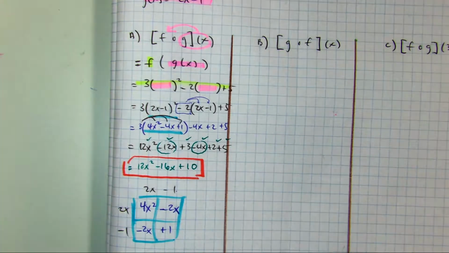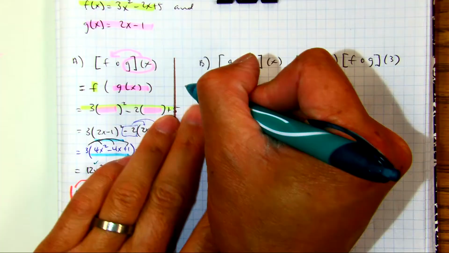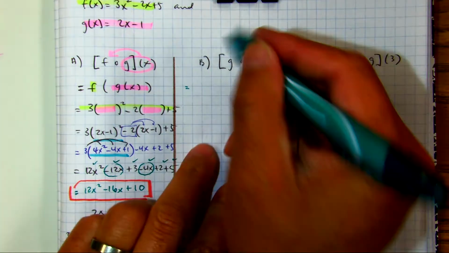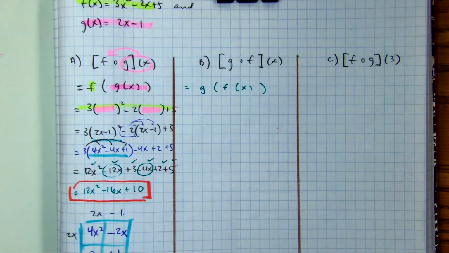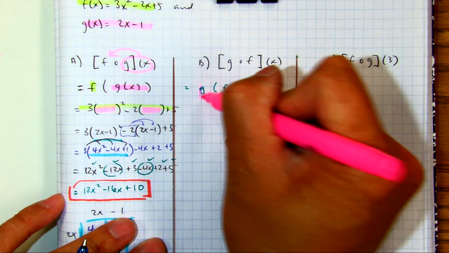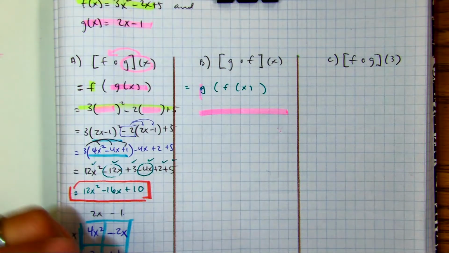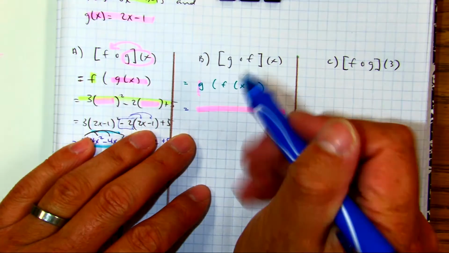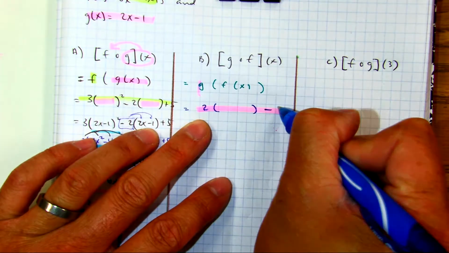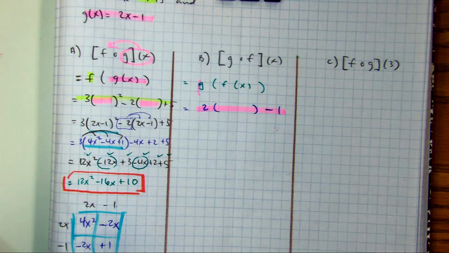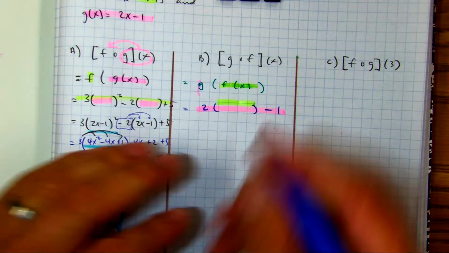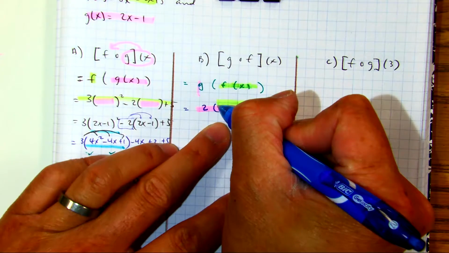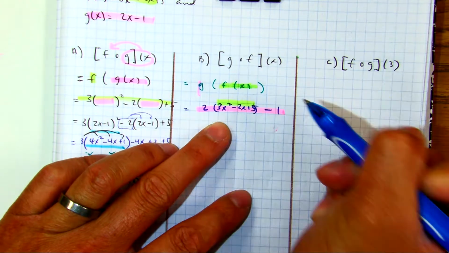All right, let's try B. Girls, tell me how to write this student-friendly. And girls, what's the first thing? What color? Pink or yellow? Do the pink. Girls, what is the g function? 2x minus 1. And boys, what do I put in that parentheses there? Boys, what am I going to write there? What is f of x?